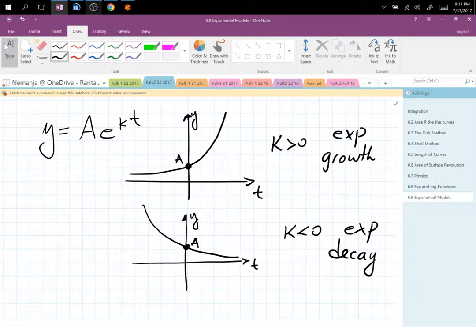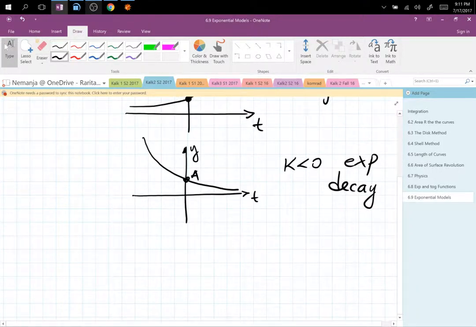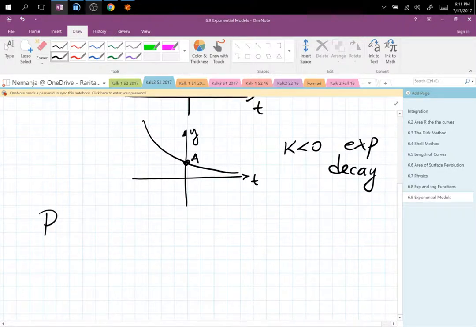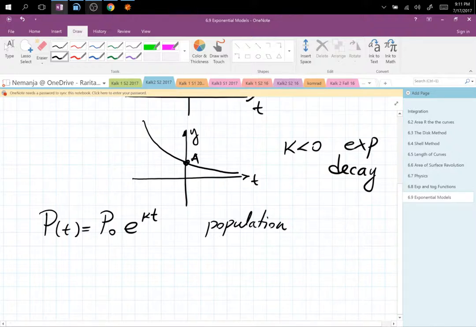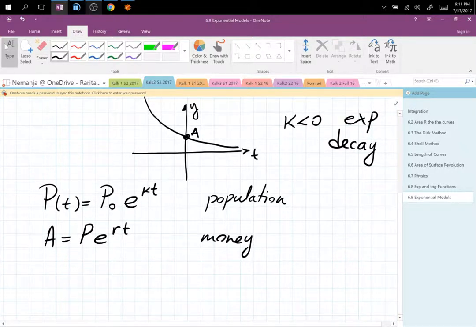Now all of the formulas look the same. I can write the population. So population in time is the initial population e to the kt. That's the population. Some of you worked on the amount is equal to the principal e to the rate times time. That's the money equation, right? That's continuous compounding.